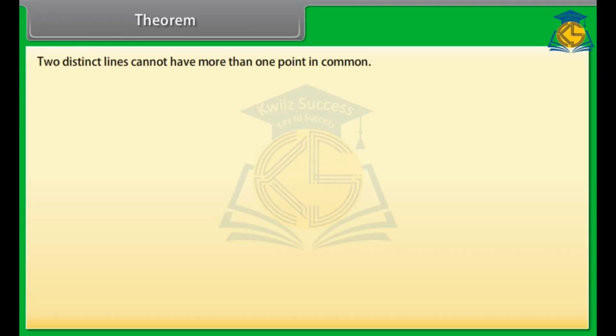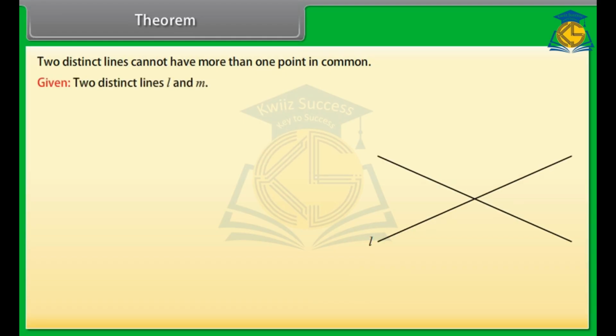Theorem. Two distinct lines cannot have more than one point in common. Given two distinct lines L and M, we have to prove that lines L and M have only one point P in common.